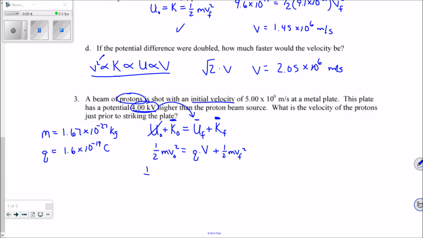So if I want to put in my values, 1/2 mass of my proton, 1.67 times 10 to the negative 27th. Original velocity is given to me up here as 5 times 10 to the 6th power. And that's going to equal the charge of our proton, 1.6 times 10 to the negative 19th power, multiplied by the potential. We're given the potential of 4 kilovolts, which is 4,000.